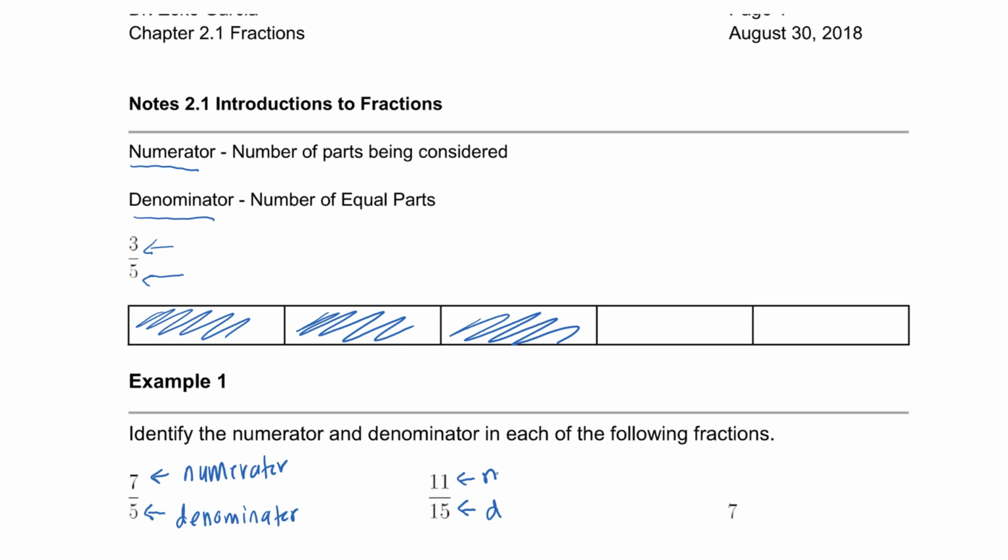That's the numerator. 7 was the one that we were not sure about, but we said that 7 can be expressed as 7 over 1, so 1 is the denominator, and 7 is the numerator.